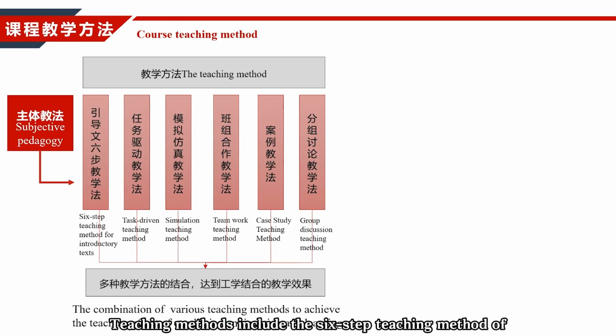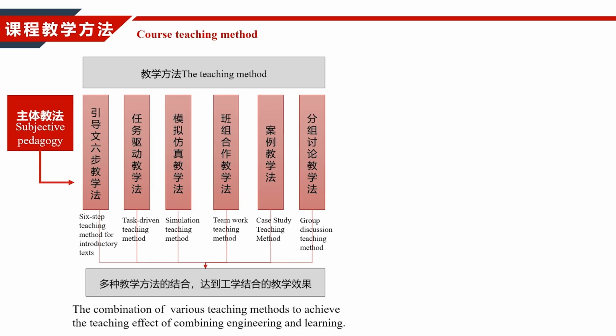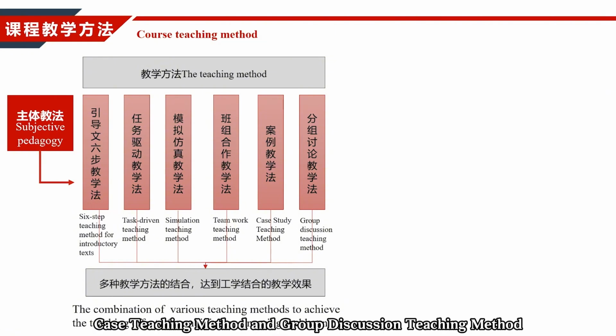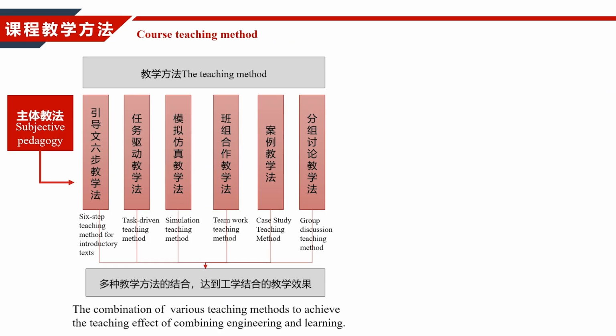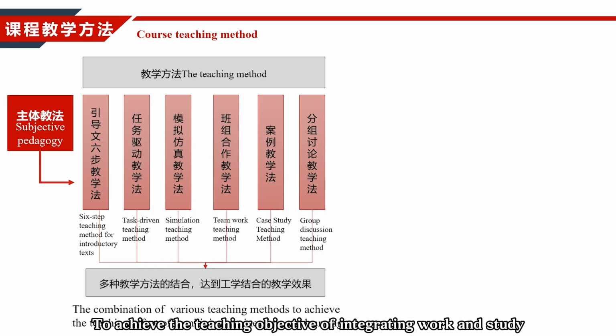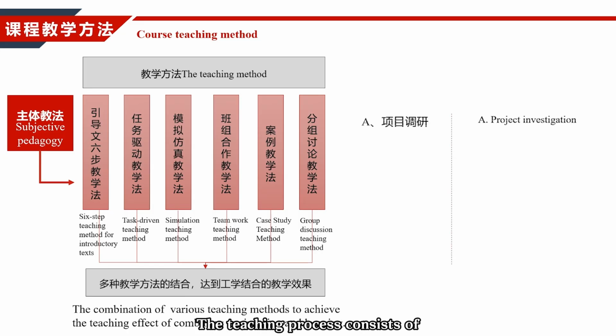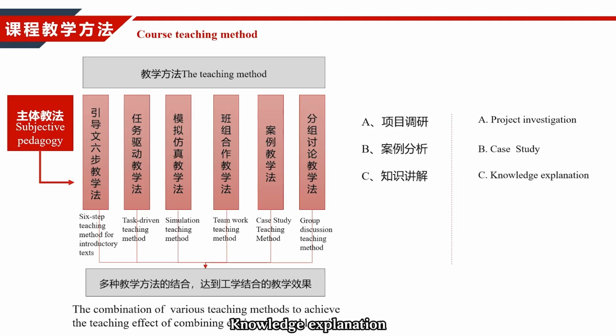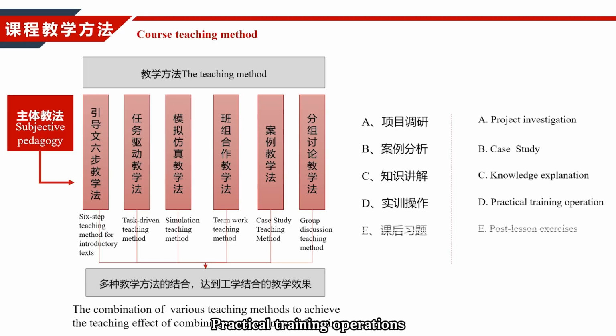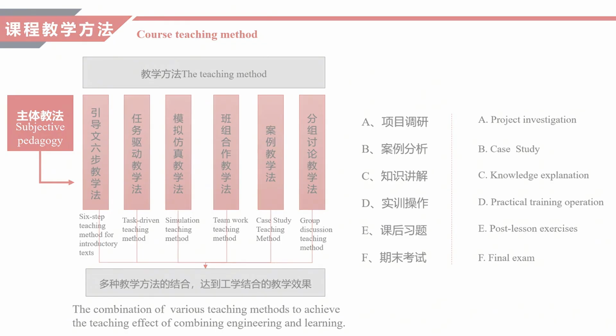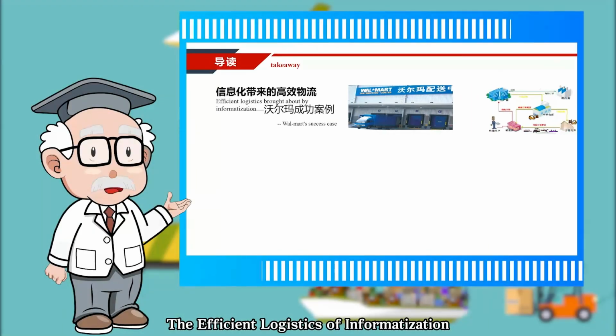Teaching methods include the 6-step teaching method of the guiding text, task-based teaching, simulation teaching method, team-based cooperative teaching method, case teaching method and group discussion teaching method. The combination of various teaching methods achieves the teaching objective of integrating work and study. The teaching process consists of A. Project research, B. Case analysis, C. Knowledge explanation, D. Practical training operations, E. Exercise, F. Final.